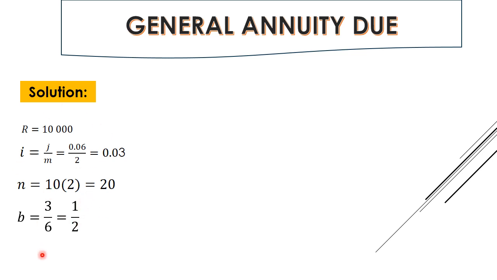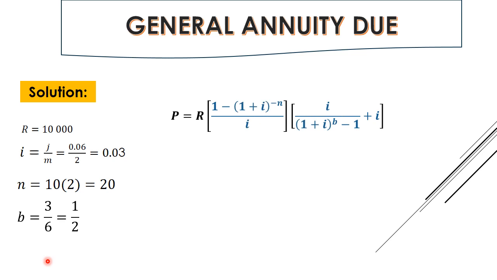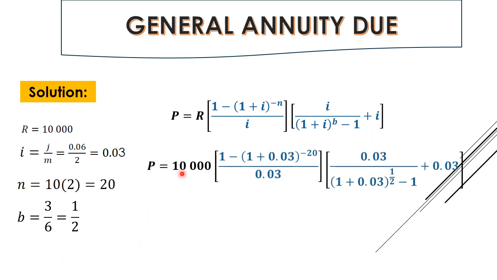So let's try to substitute this into the formula. We have P equals R, where P there stands for the present value, plus R times (1 minus 1 plus I to the power of negative N) over I, times I over (1 plus I to the power of B minus 1), plus I. Alright, so we have now 10,000 times (1 minus 1 plus 0.03 to the power of negative 20) divided by 0.03, times 0.03 divided by (1 plus 0.03 to the power of 1/2 minus 1), plus 0.03. So try to solve this on your calculator.